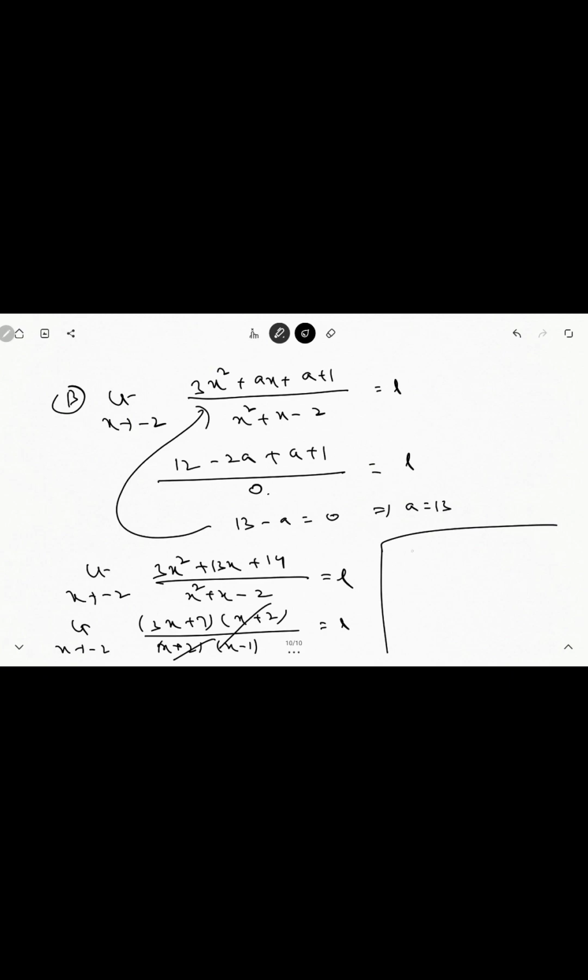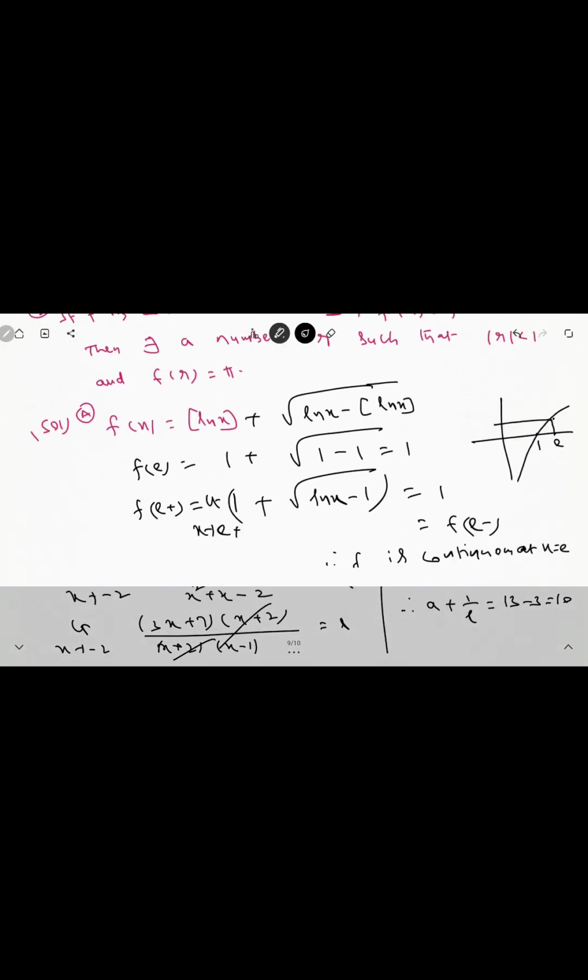Then what do you get? 7 minus 6, 1, by 1, minus 2 minus 1, minus 3. So L is equal to minus 1 by 3. So what to find here? A plus 1 by L. The value of A is 13. 1 by L is minus 3, because reciprocal. So we are getting 10. So B is also correct.